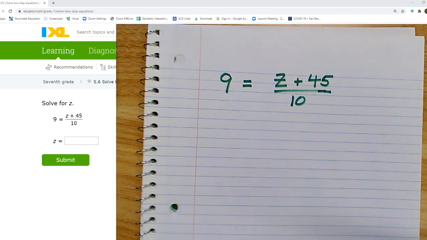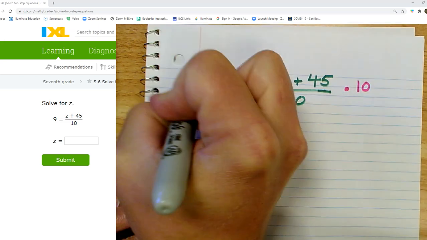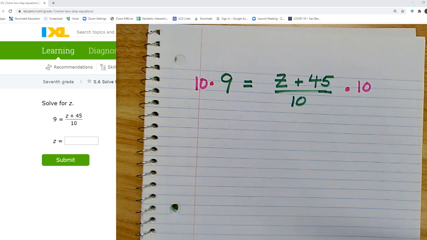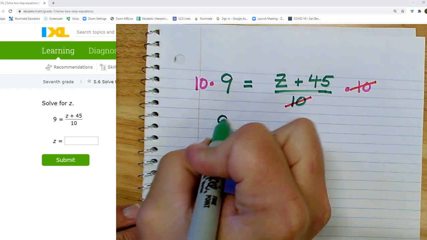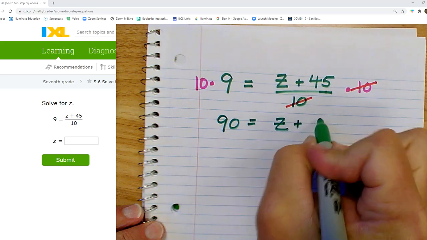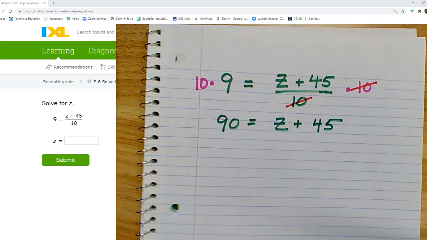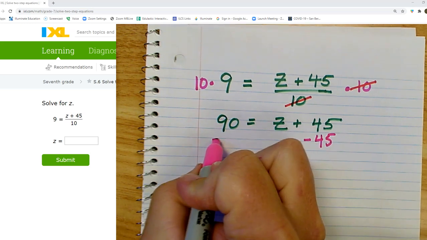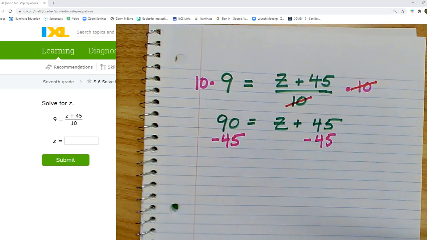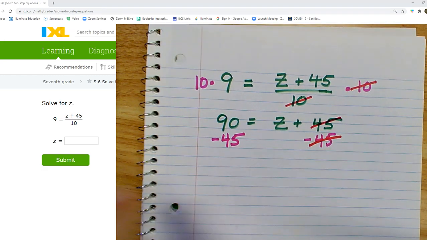and I know the flow chart I gave you told you to add or subtract first and then multiply or divide. Well, this is the one thing, at least for this lesson, that you're going to do in the opposite order. I'm going to start by multiplying both sides by 10. Red marker of death and destruction. That gives me 90 equals z plus 45. And then I'm going to subtract the 45 from both sides. And that's going to give me, once again, red marker, 90 minus 45 is 45.